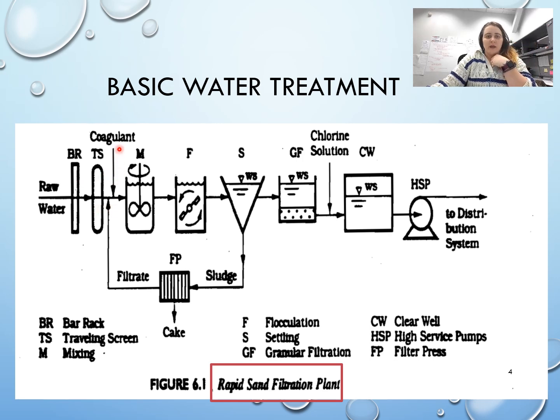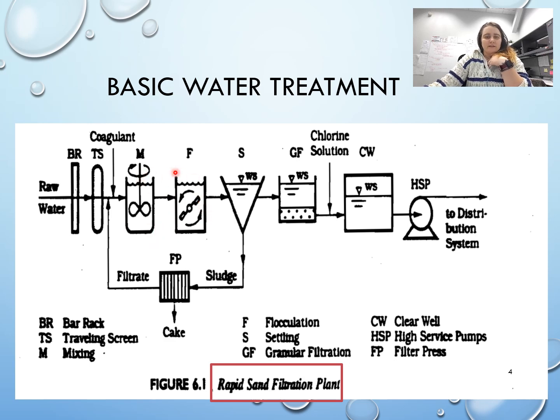And then after that, we add a coagulant. So this is a chemical process. We add a coagulant to the system, and then you'll notice there's this mixing chamber right here, and that kind of looks like a CSTR, right? So that's a continuously stirred tank reactor. That's one application of those reactors that we've seen.